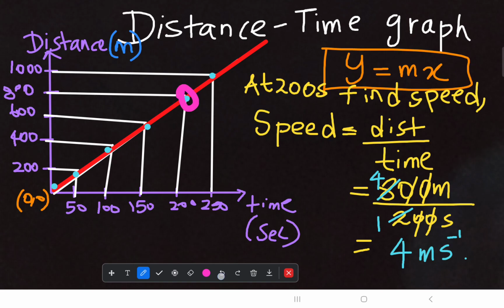How can we find the slope of this graph? You have to draw a straight line and a horizontal line, and the angle will give you the slope. When you measure the angle at every place on this straight line, all of them are equal. So in every position of this straight line, speed is constant. That speed we found as 4 meters per second. That's all for this question.